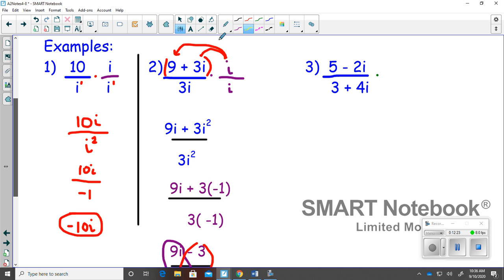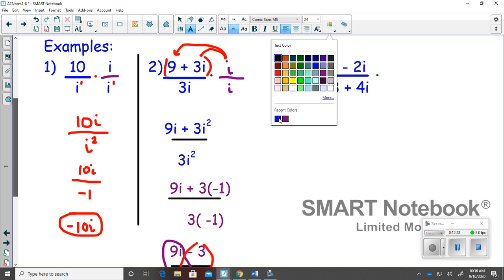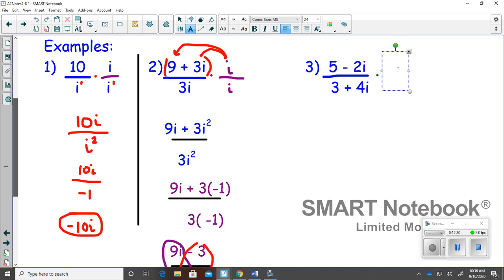So let's do that here. In this problem, we would have to multiply the top by 3 minus 4i. So you're always looking at the denominator, you're picking out the conjugate, so I'm changing the middle sign, and you're going to multiply the bottom by the same value.